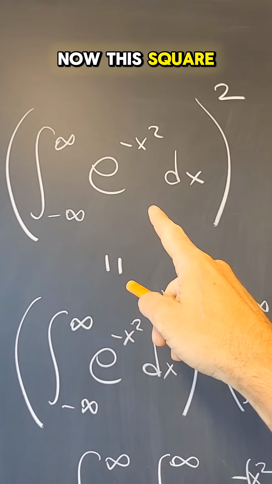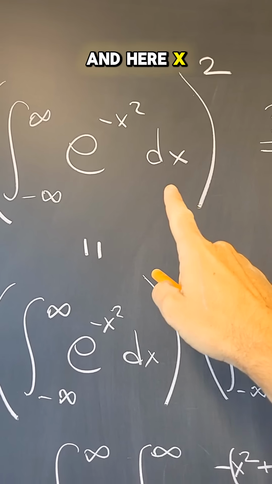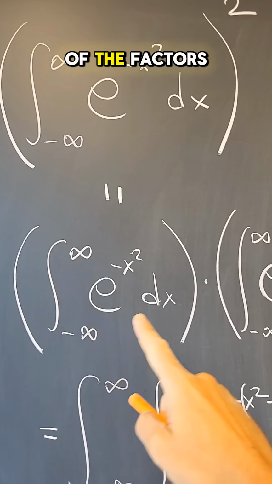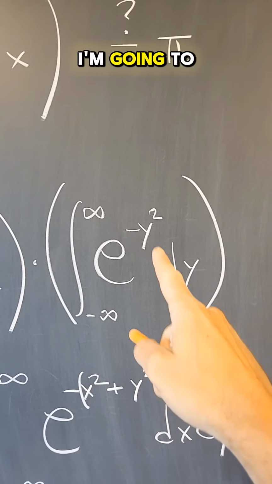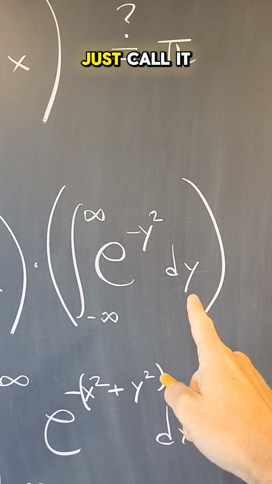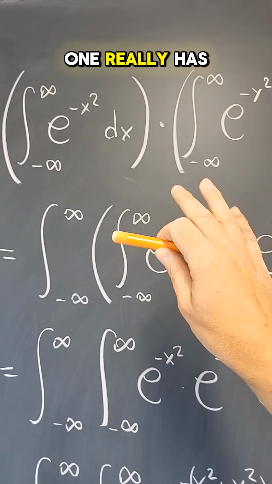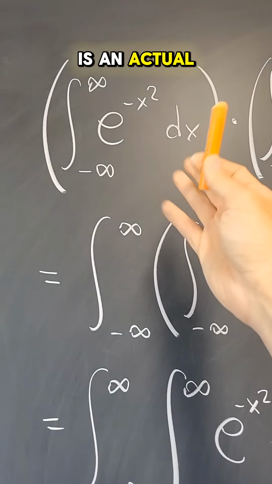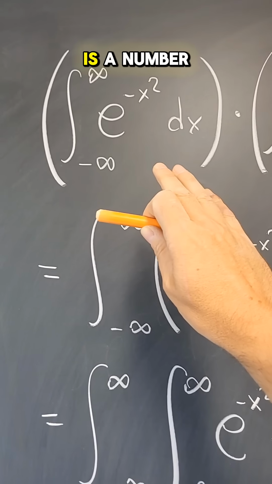Now, this square is a product of this integral with itself, and here x is what we call a dummy variable. So I'm going to write one of the factors with the variable in x, and then the other factor, I'm going to change the variable for fun and just call it y. Now, before I go on, one really has to prove that this integral converges, so that this is an actual real number. I'm not going to do that. Let's assume that this does converge, is a number.